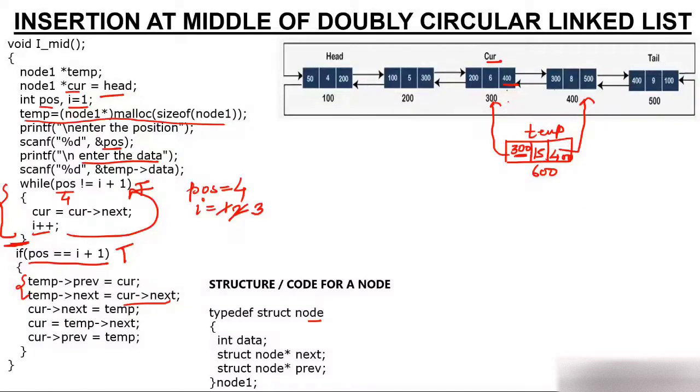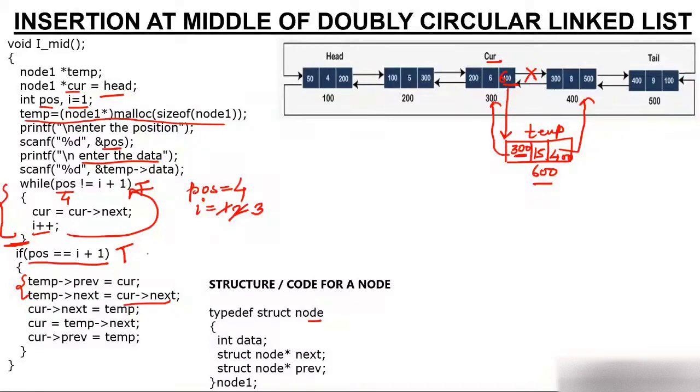Now the main job is, since this is pointing to this, this will point to this and this will point to this. How will these things take place? Let's see. Current next will have temp. This is current next. What is temp? 600. So current next will have 600. So I'll make 600 over here. The moment I put 600, this will start pointing to this. Fine. So what has happened? This connectivity is broken.